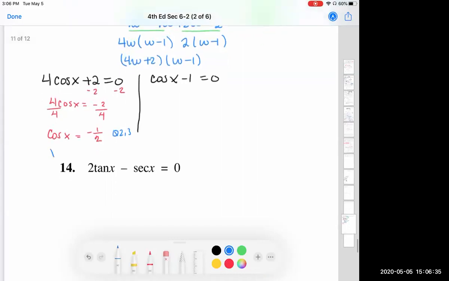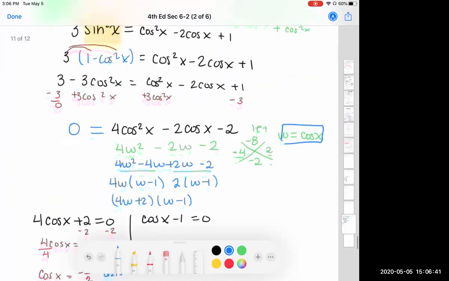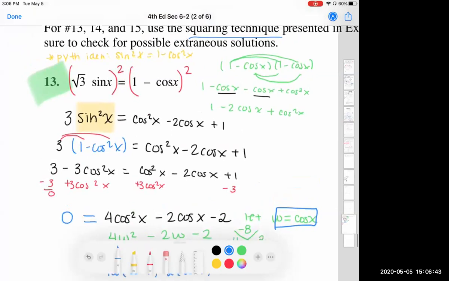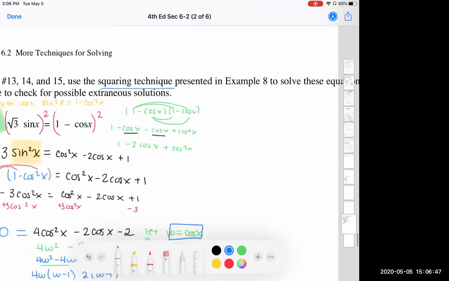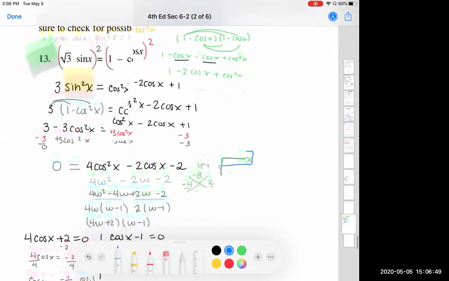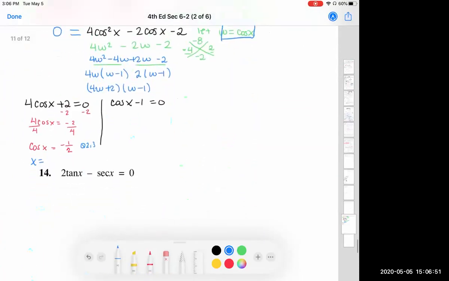So we're left with x is equal to, do we want degrees or radians? I didn't say. I like degrees. All right, so let's write it as 120 degrees and 240.